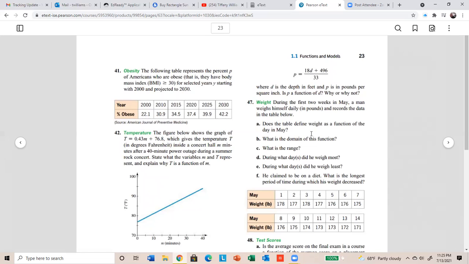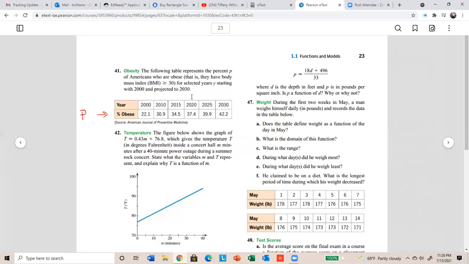Number 41. The following table represents the percent P of Americans who are obese. That is, they have a body mass index of greater than or equal to 30 for selected years Y, starting with 2000 and projected to 2030. Now, this is a very common occurrence in mathematics. Instead of having an X and a Y, they changed the variables up on us. So they're telling us that the percent is going to be represented by P. So this is my P value. And the years are going to be represented by Y.